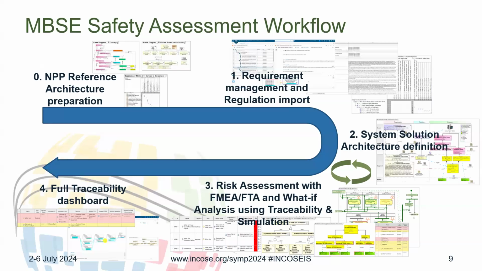So when that reference architecture is prepared, the next step is to import all the regulations that we need to be compliant with, the plant development permits, and also to start capturing all the important requirements that have to be part of the certification and compliance on safety and reliability. When the requirements are clarified, we also include the system requirements, and then we start to build the system solution architecture.